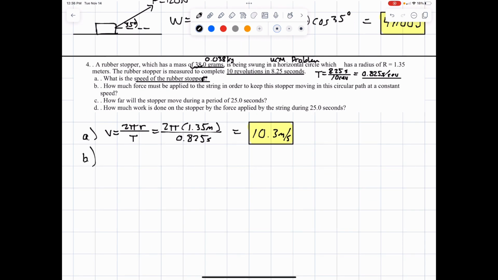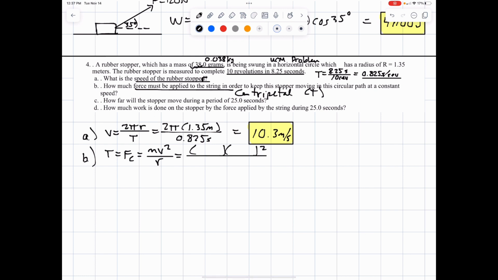Now part B says how much force is applied to the string in order to keep the rubber stopper moving in a circular path. So now we're talking about centripetal force, where specifically tension is that centripetal force. Okay, so tension, which is the centripetal force, is equal to mass times v squared divided by the radius.